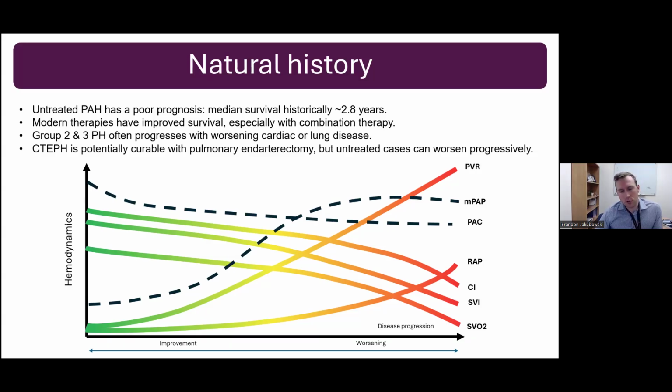Group 2 and group 3 often mimic how the underlying disease is progressing. So people that have worsening heart failure, people with worsening fibrotic lung disease, their PH tends to progress in a linear fashion compared to their underlying disease.